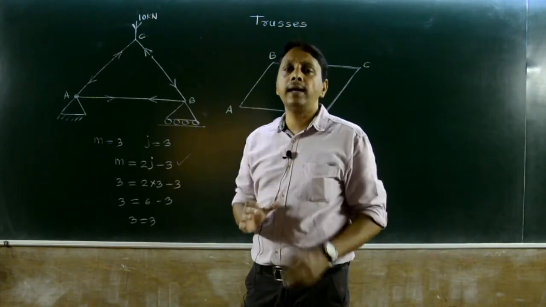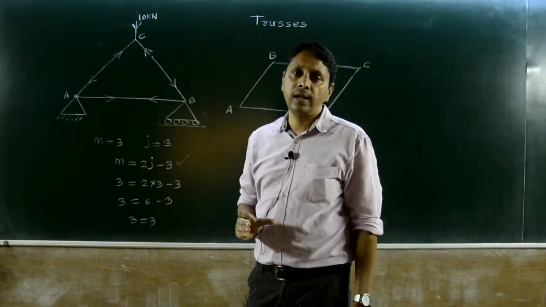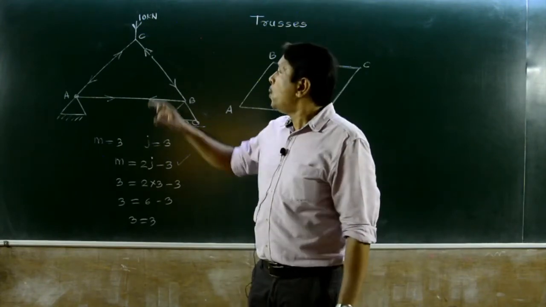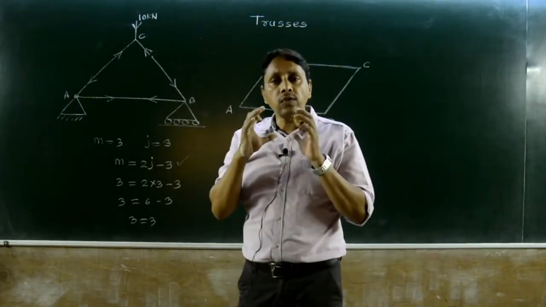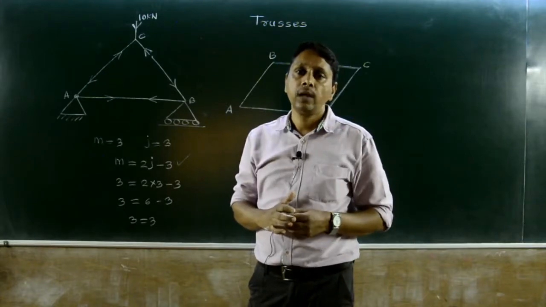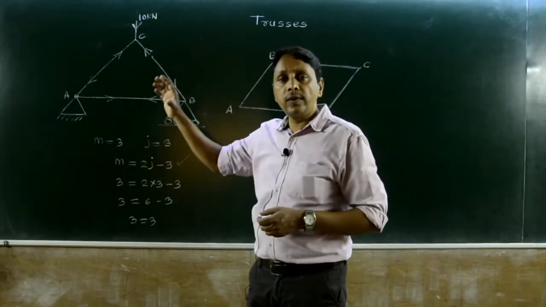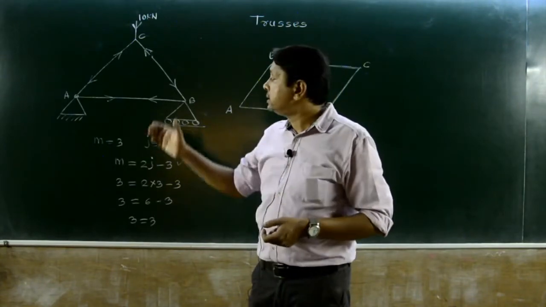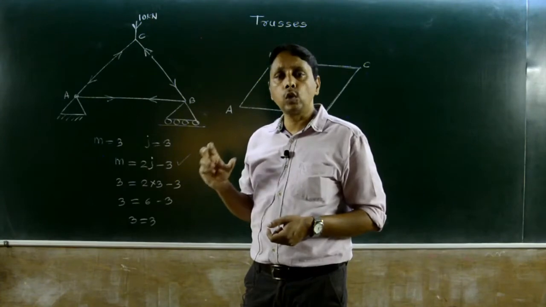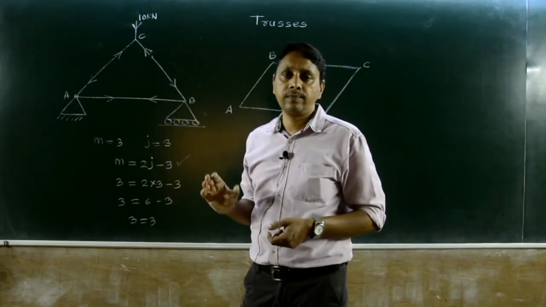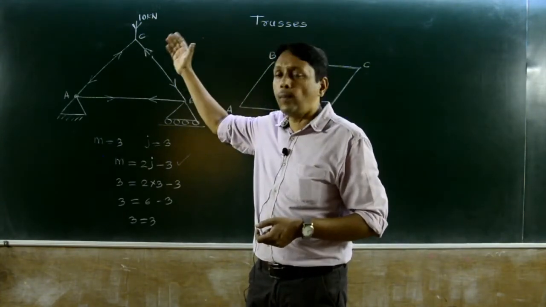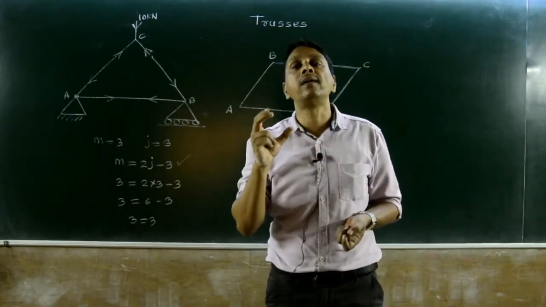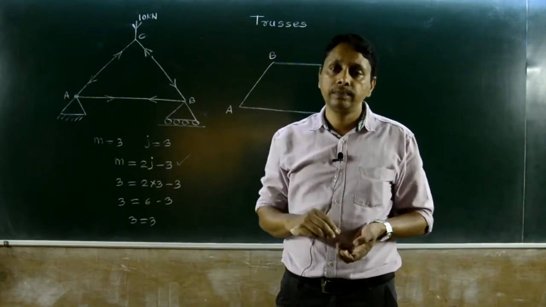Therefore it is called a perfect truss. When load is applied, such a truss never collapses. Therefore it is also called a stable truss. It never collapses under the action of load. And while designing also, we have to design perfect trusses which are stable.